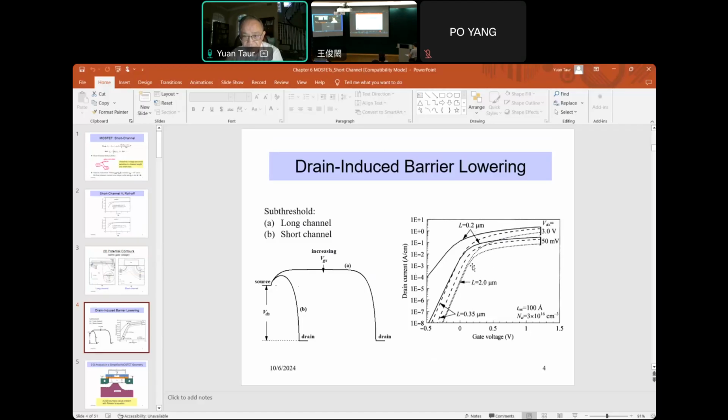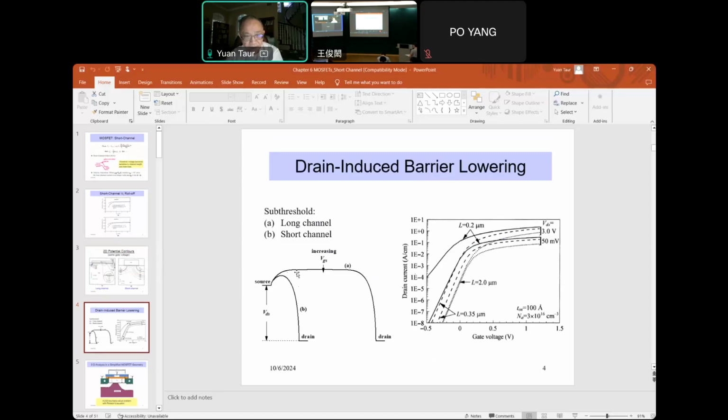the drain voltage has no effect on the subthreshold current. So we focus on the subthreshold current. And that's what we learned in chapter 5, the subthreshold current model. It says that once VDS is 50 millivolts or above, the current is not sensitive to the drain voltage. But that's long channel. If you reduce to 0.35 micron, first of all, you can see that both the low drain and high drain curves shift left, which means lower threshold voltage. Okay, just like indicated here.